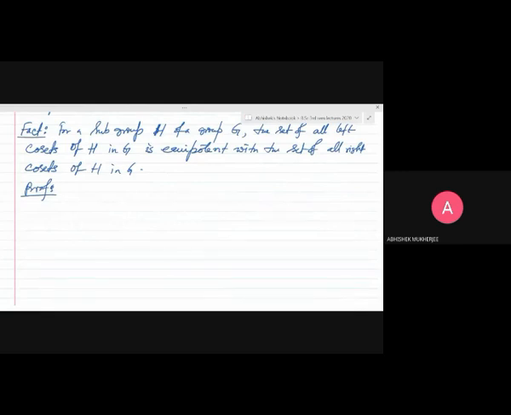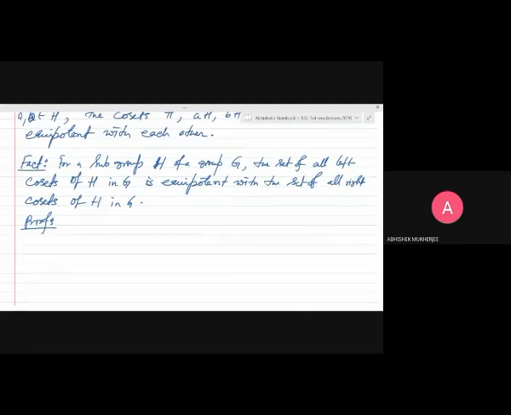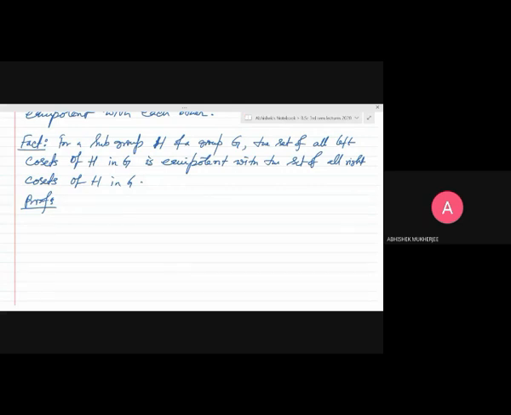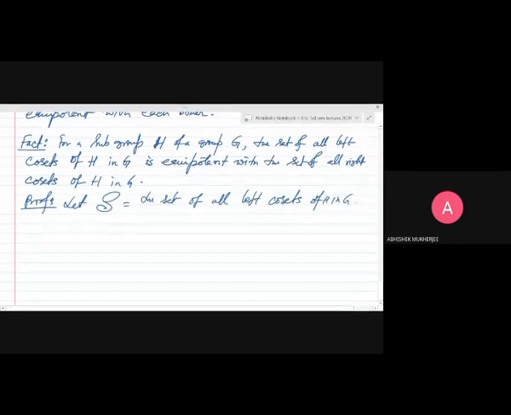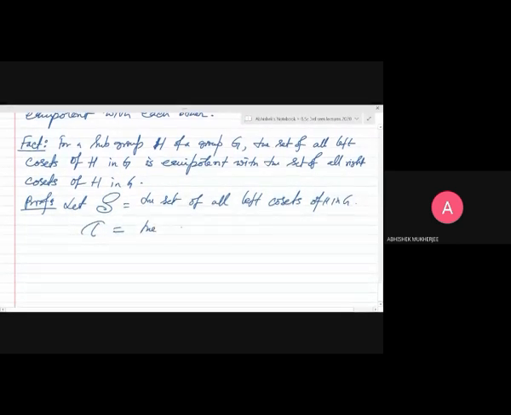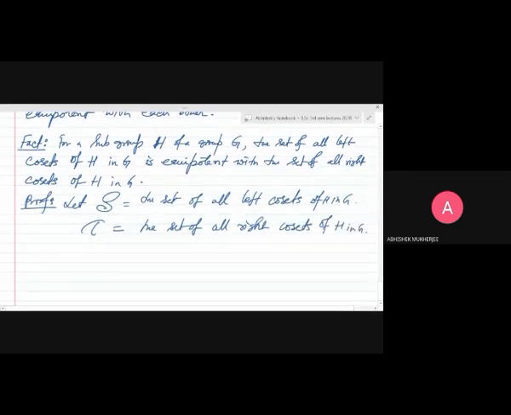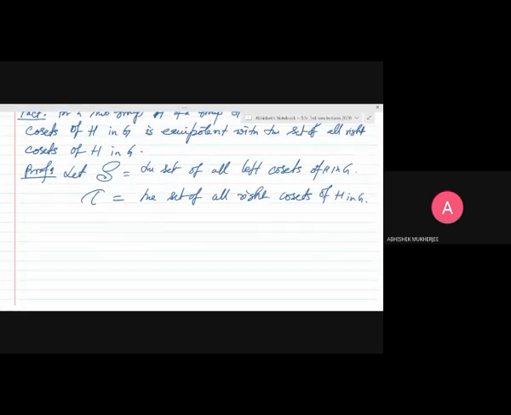But one thing you should be careful about whenever you are trying to prove this. First, let curly S be the set of all left cosets of H in G, fine. And suppose this is T, the set of all right cosets of H in G. So curly S contains all left cosets of H in G, and curly T contains all right cosets of H in G.